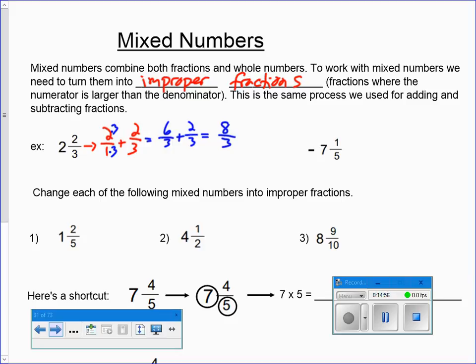Alright, this works the same way if we have a negative number. Everything is the same. We don't do anything different because it's negative. We do the same thing. So we'll start by working with the 7.